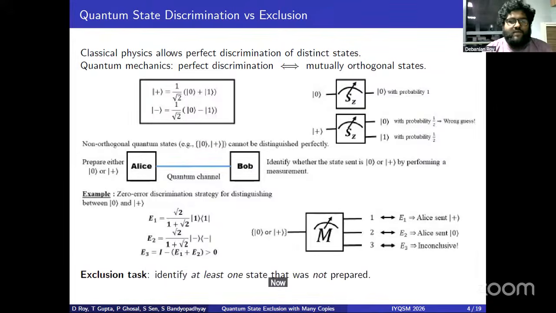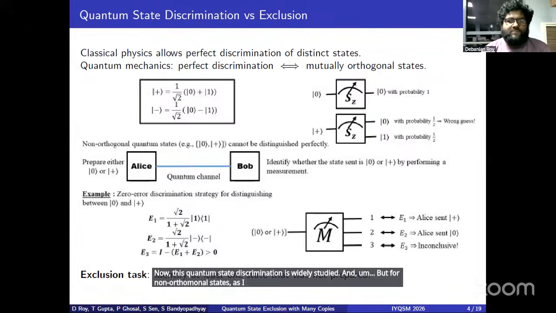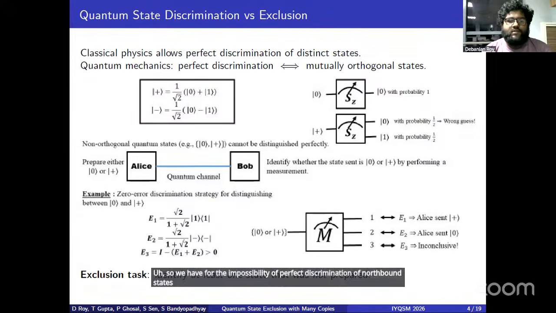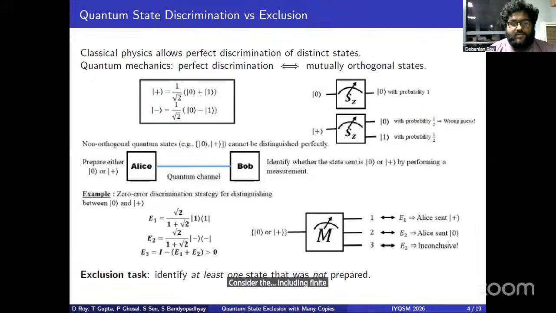Now, quantum state discrimination is widely studied, but for non-orthogonal states, as I said earlier, perfect discrimination is not possible. So for the impossibility of perfect discrimination of non-orthogonal states, we consider some other variants. In case of discrimination, we can consider including finite error in the measurement outcomes, or use the inconclusive outcome method.